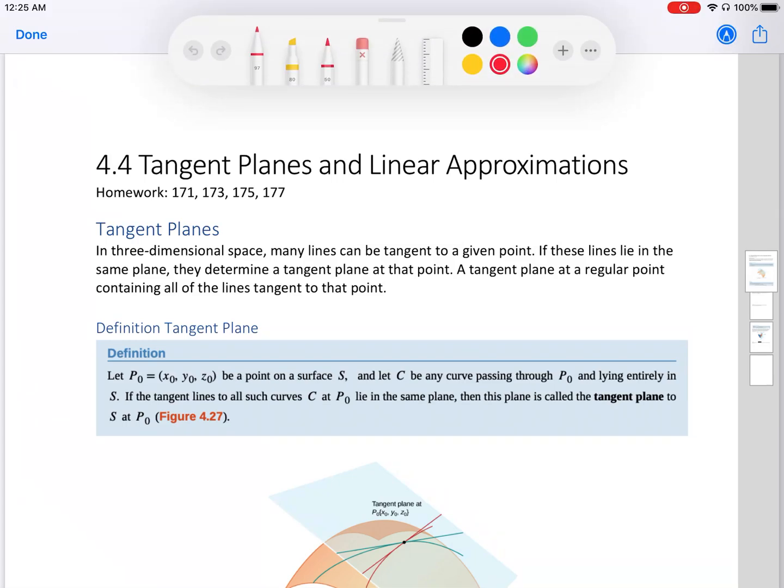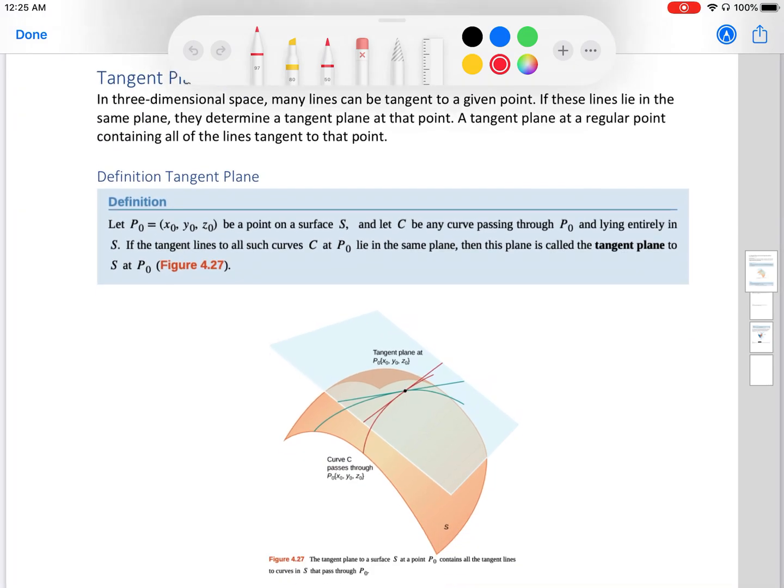Section 4.4 Tangent Planes and Linear Approximations. Tangent planes. In three-dimensional space, many lines can be tangent to a given point. If these lines lie in the same plane, they determine a tangent plane at a point. A tangent plane at a rectangular point contains all the lines tangent to that point.